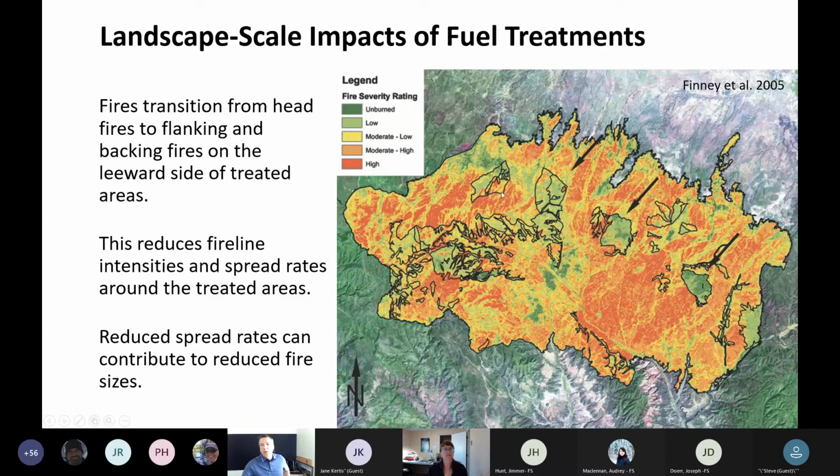And you can see that here in this picture, where we have a complex of fuel treatments over here on the left. On the windward side of those fuel treatments down here, we saw a lot of moderate to high severity fire behavior. And on the leeward side of that complex of fuel treatments, we see a lot more of this low to moderate severity fire behavior.